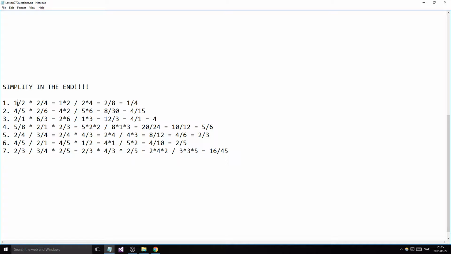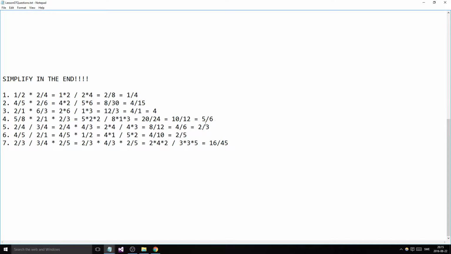So what you do in multiplication is you just straight up multiply the numerators and the denominators together, and then that gives you this. 1 multiplied by 2, 2 multiplied by 4. You get this and you simplify it. So go ahead and do all these. Boom, boom, boom, boom, boom. Just the way you see here.